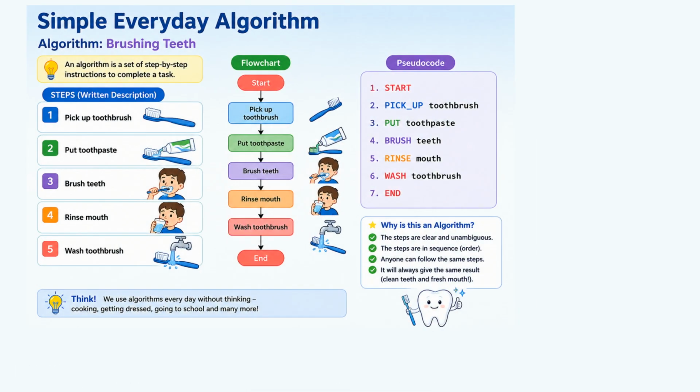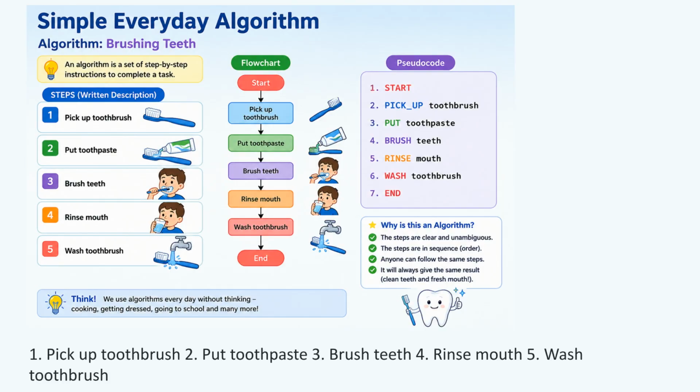A simple, everyday algorithm is brushing your teeth. This involves a sequence of steps, like picking up the toothbrush and putting on toothpaste, which must be followed in order to achieve the desired result of clean teeth.